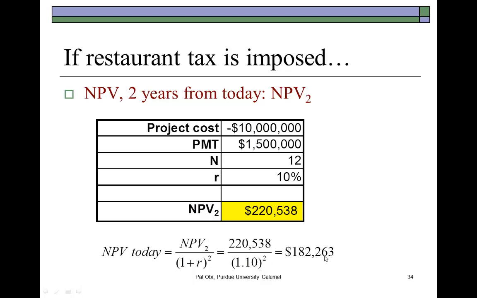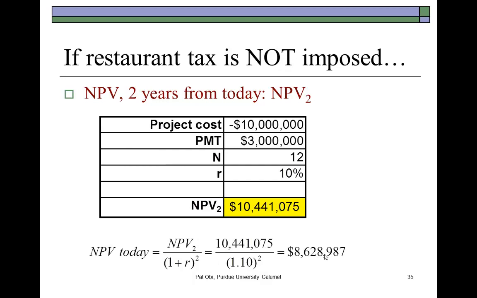$182,263. Now, you might say, what's this about? Well, keep in mind, if you suspend embarking on this project for 2 years, it means that the NPV you calculate would be the NPV that is situated 2 years from today. So you have to bring it to today's dollars by discounting it over 2 years, and that comes down to $182,263. That's what's up right there. Now then, the other is the tax may not be imposed.